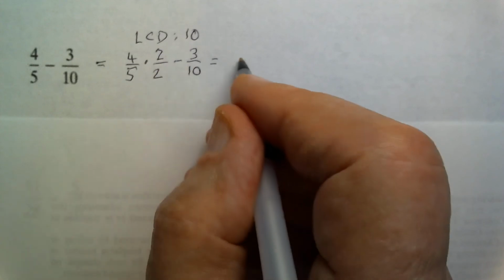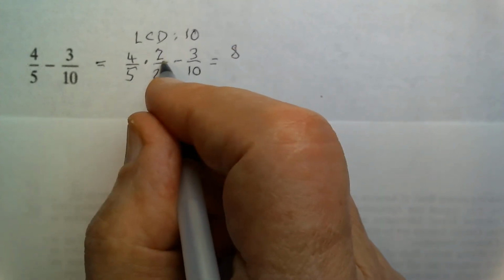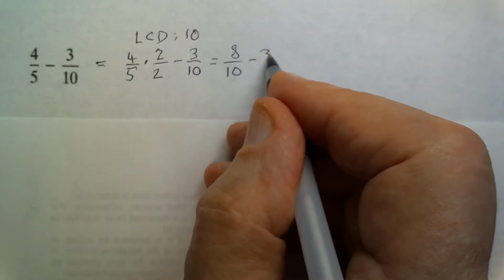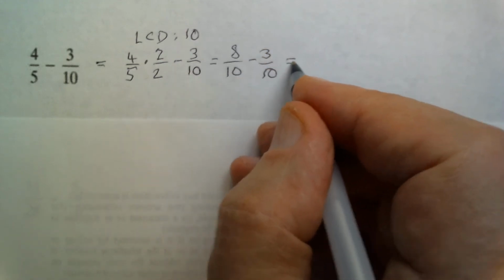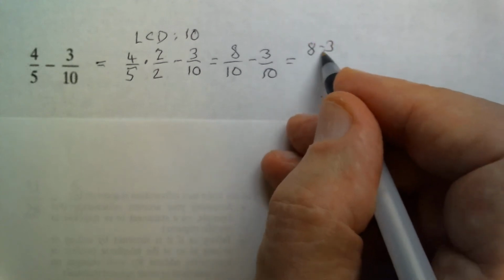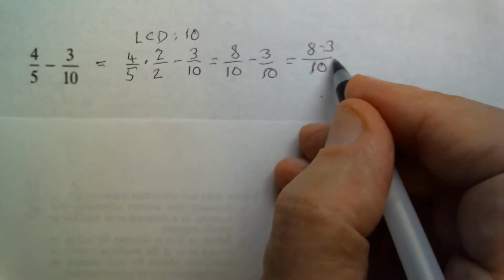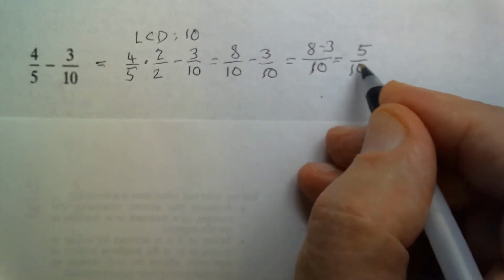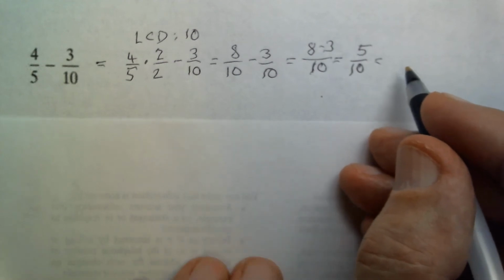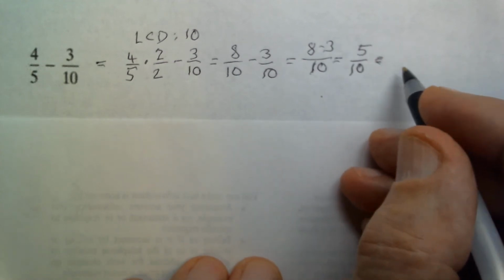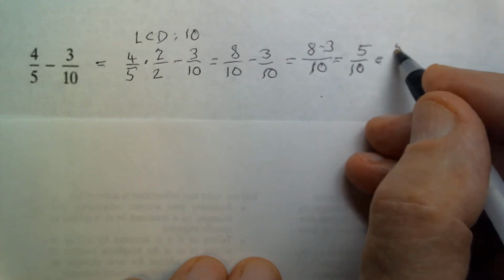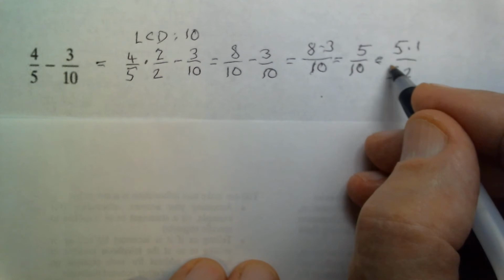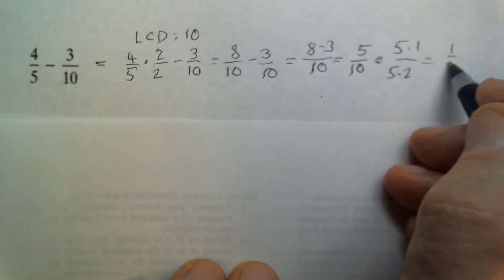So then 4 times 2 is 8 divided by 10, minus 3 divided by 10, which is 8 minus 3 divided by 10. And 8 minus 3 is 5, 5/10. And maybe you already see what that is equal to, but let me just be very explicit here. One more time, we write that as 5 times 1 divided by 5 times 2. The 5's cancel, so then the answer is 1/2.